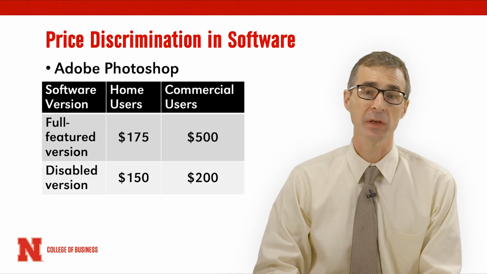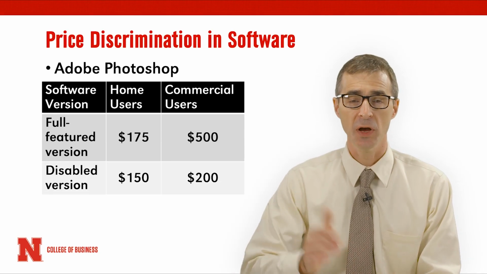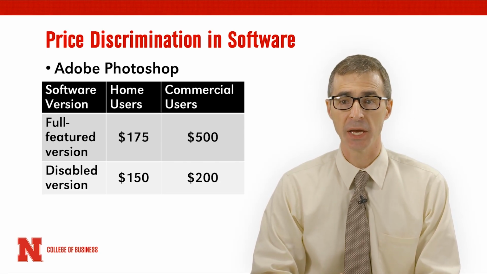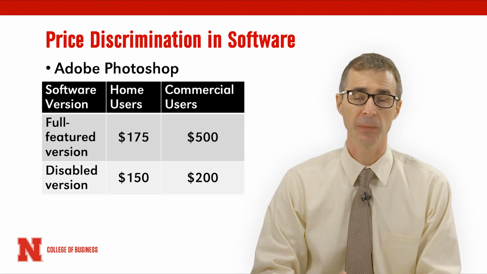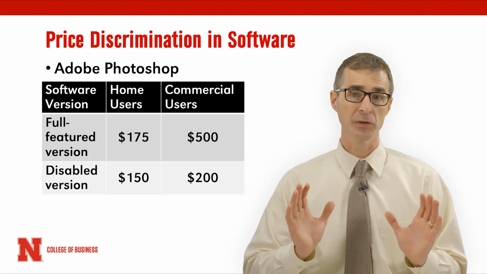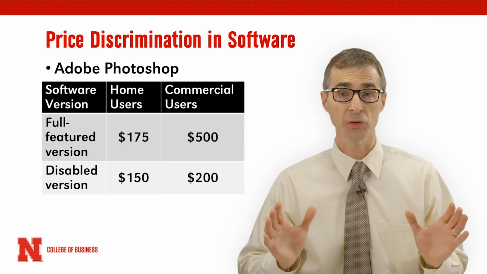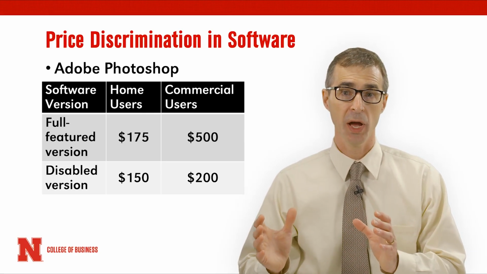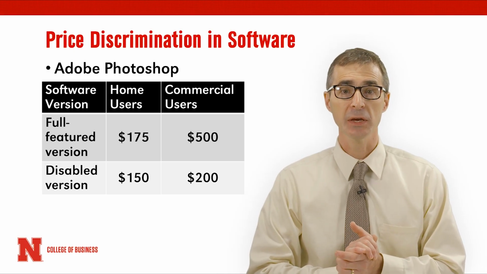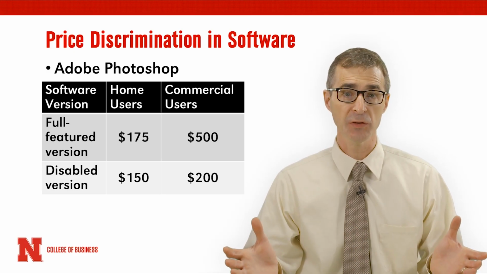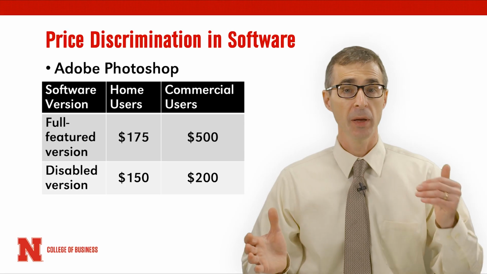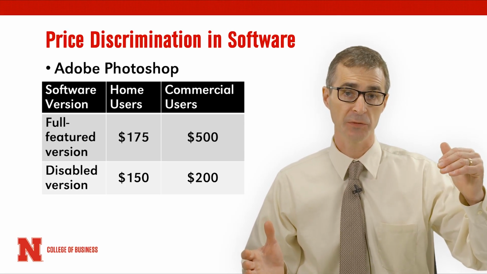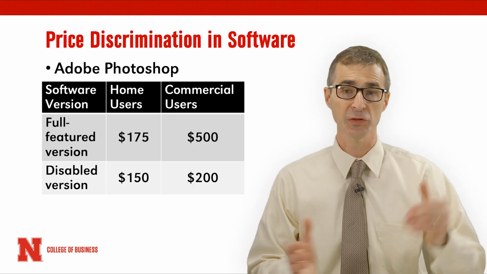Another example is Adobe Photoshop. I'd like to talk through this example in some detail. Let's consider the pricing and design of Adobe Photoshop software. It is really designed to appeal to two different groups of consumers: home users and commercial or high-end users. The table here gives us some values that each of these consumer groups will place on both a full-featured or fully functional version of the software and a disabled or reduced version.